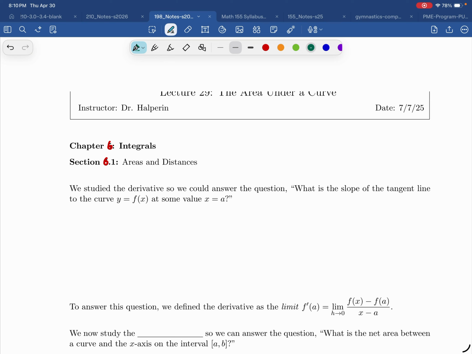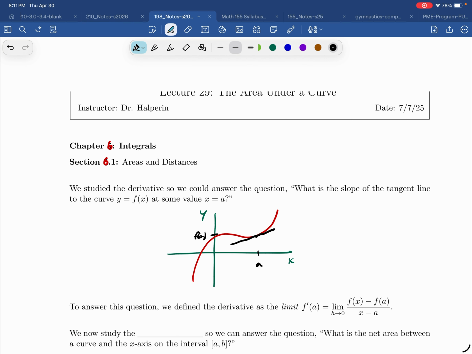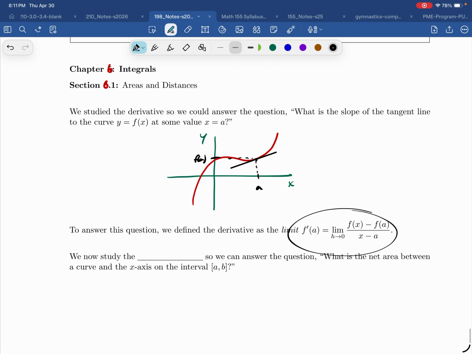Now, remember that the first fundamental question that we asked about calculus was, what is the slope of the tangent line of the curve at a given value? Like if this is a, and this value here was f of a, what is the slope of this line right there at that point? And it turned out the answer was this, right? Turns out that was the answer.